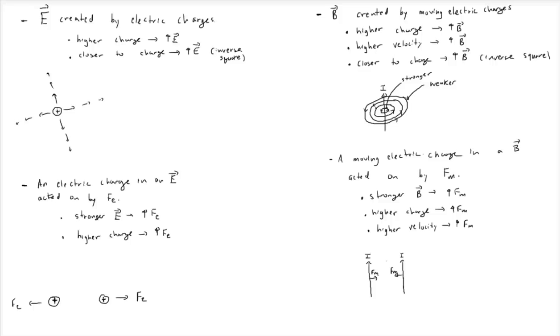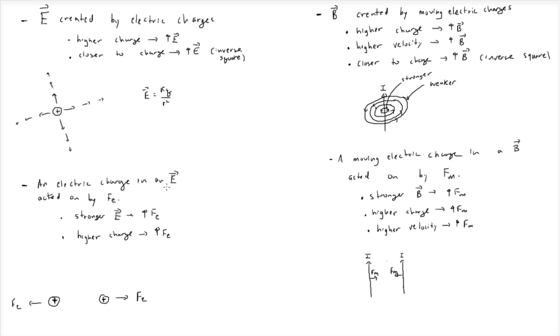Okay, in this video we're going to introduce the magnetic force and magnetic fields. Just recall that an electric charge creates an electric field, and the higher the charge and the closer you are to the charge, the stronger the electric field. So the electric field is kQ over r squared.